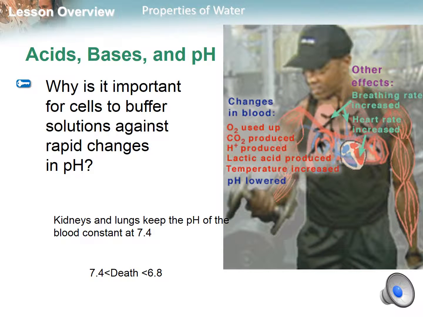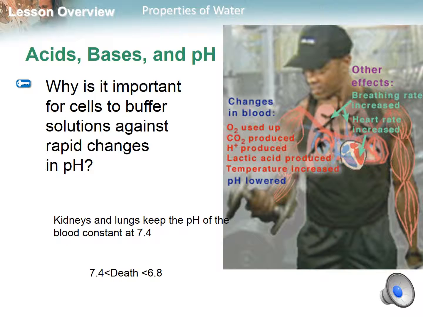So why is it important for the body to be able to buffer the blood and other solutions in your body against rapid changes in pH? Well, I've given you a picture here of someone exercising, and it tells you what happens to the blood. Oxygen is used up, carbon dioxide is produced. Carbon dioxide produced, that lowers the pH. Hydrogen ions are produced, that lowers the pH. Lactic acid is produced, that lowers the pH. And then your temperature also increases when you exercise.